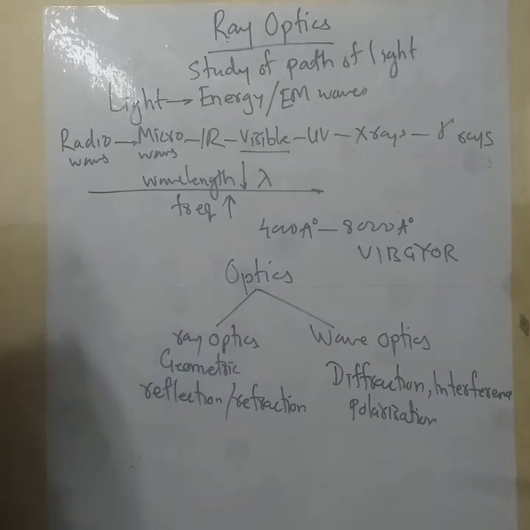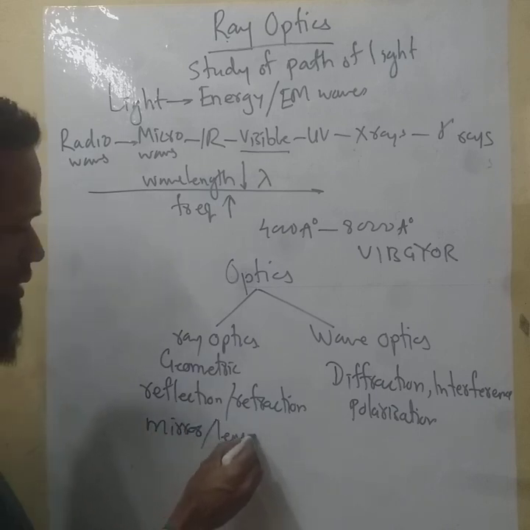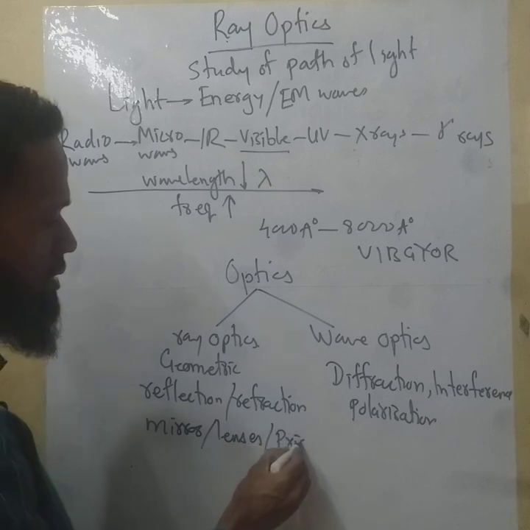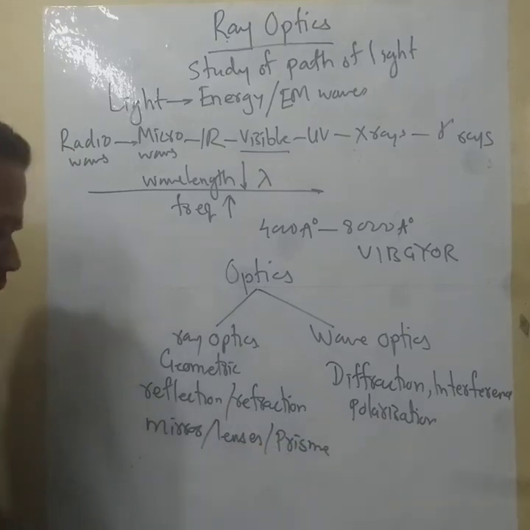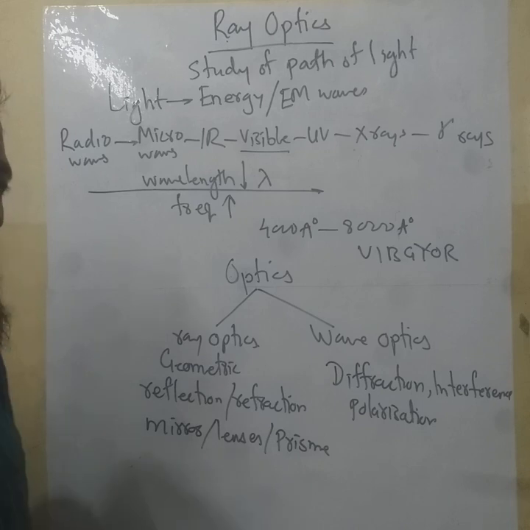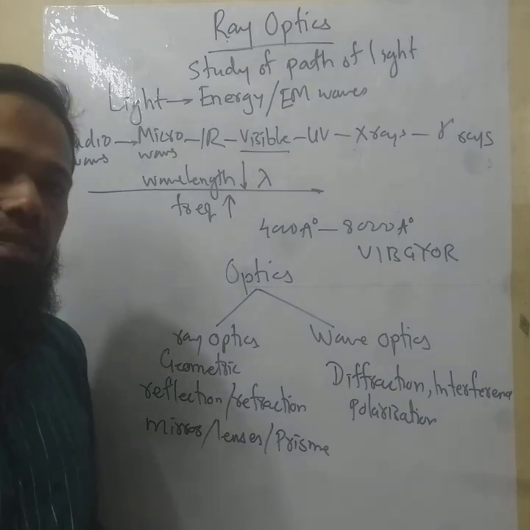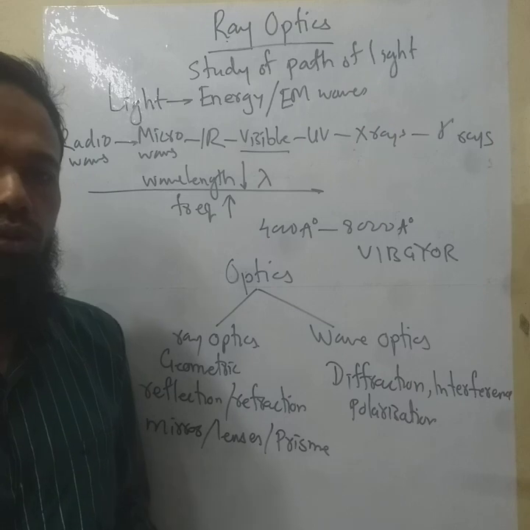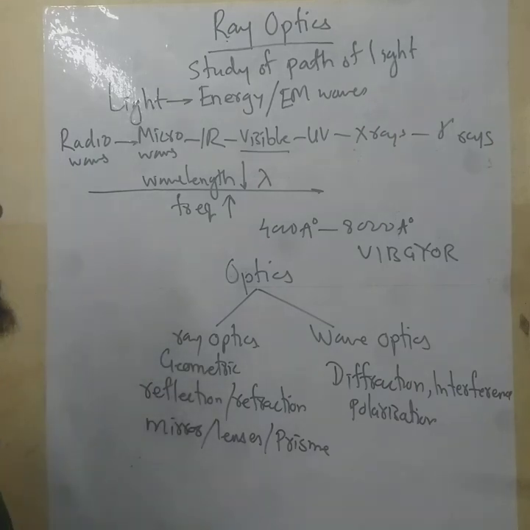And in ray optics we are dealing with mirrors, image formation by mirrors, lenses, and prisms. These objects have dimensions greater than the wavelength of light. Here we observe reflection and refraction with our naked eyes, therefore they are called macroscopic phenomena. Now we will study here only ray optics, and first we will study about the reflection of light.